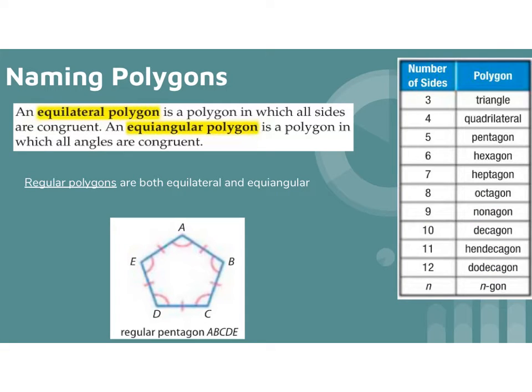Naming polygons. So an equilateral polygon is a polygon in which all the sides are congruent, meaning they have the same length. An equiangular polygon is a polygon in which all the angles are congruent, the same measure. When combined, an equilateral polygon and an equiangular polygon create regular polygons. For example, this pentagon, all of the sides are the same length and all of the interior angles are the same. So we would call this a regular pentagon.